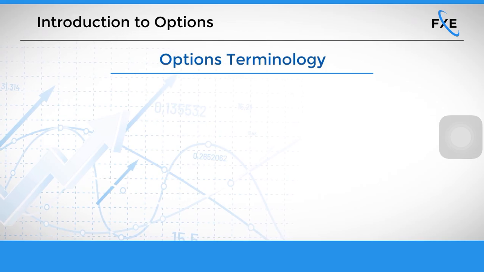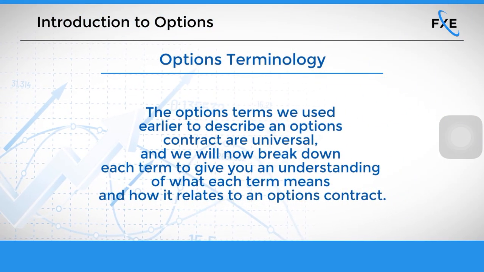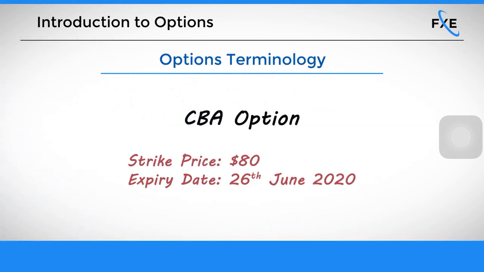Now let's look at options terminology. The options terms we used earlier to describe an options contract are universal, and we will now break each of the terms down to give you an understanding of what each term means and how it relates to an options contract. To help explain these terms, we will use the data from the CBA example we used earlier for both the call and put options.